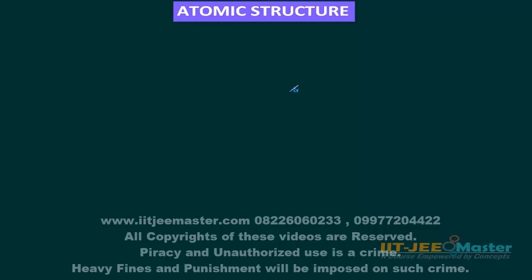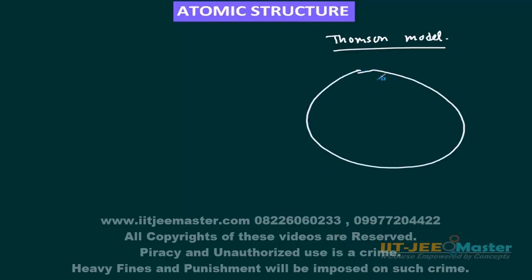Students, now we're starting atomic structure. The primary model was given by Thomson. Before the discovery of Thomson's model, electrons were discovered, and he told that we have a lump of positive charge.